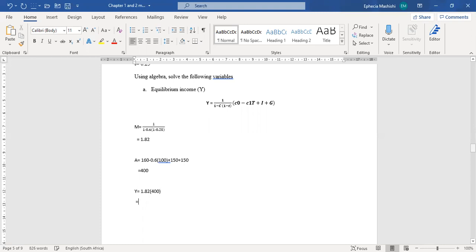You should get a solution of 782. Let me just double check. 728, sorry, 728 for equilibrium income.